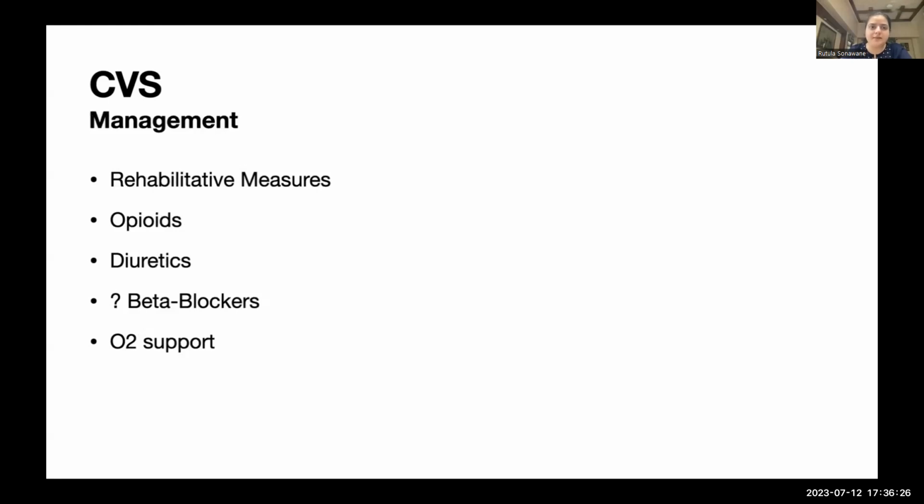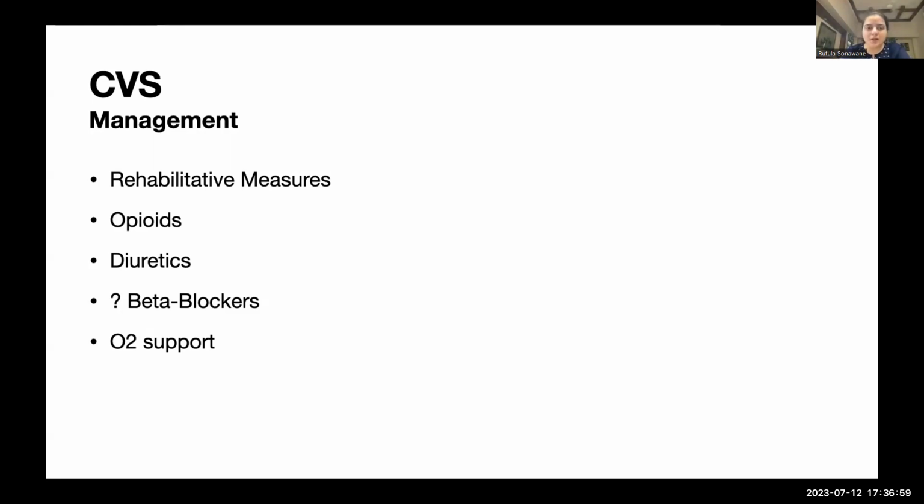Coming to the rehabilitative measures, as I said, rehabilitative measures are across the board. So any breathing techniques or physical exercises or spirometry or anything can be used to relieve the symptoms and would be beneficial here. Now coming to the analgesics, opioids would be used here very often.